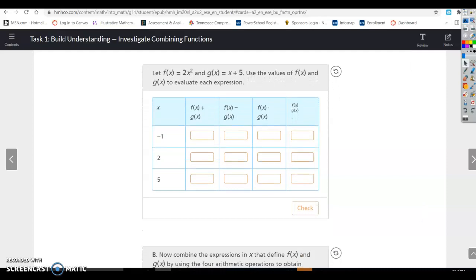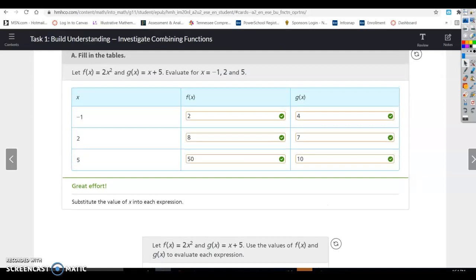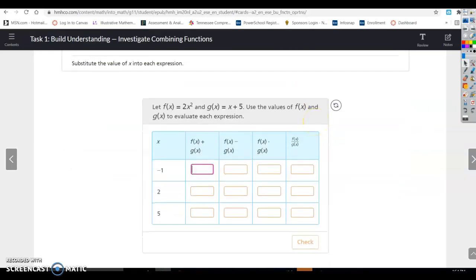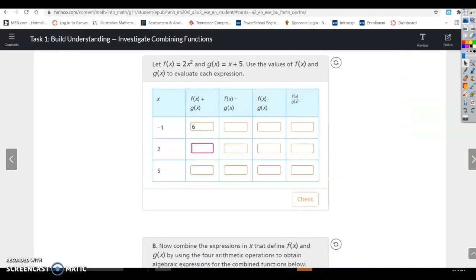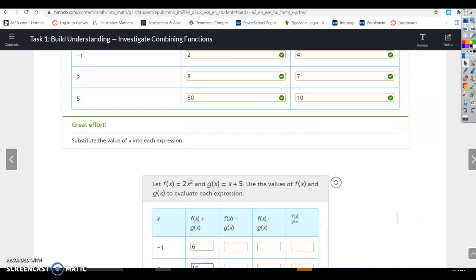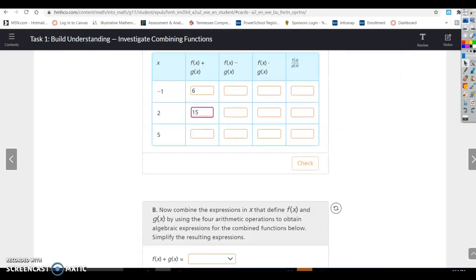Alright, let f of x and g of x equal the same thing. So these are the same functions. Use the values of f of x and g of x to evaluate each expression. So this time we want to do f of x plus g of x. So f plus g: 2 plus 4 is 6. 8 plus 7 is 15. 50 plus 10 is 60.